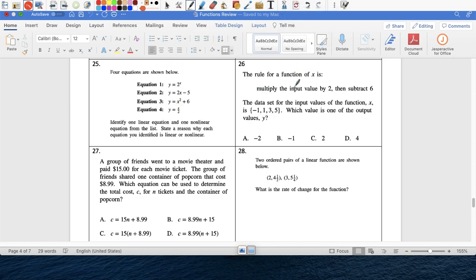The rule for the function is multiply the input by 2, then subtract 6. So the function, multiply the input or the x by 2, so it looks like this, 2 times x, and then subtract 6. Ta-da!